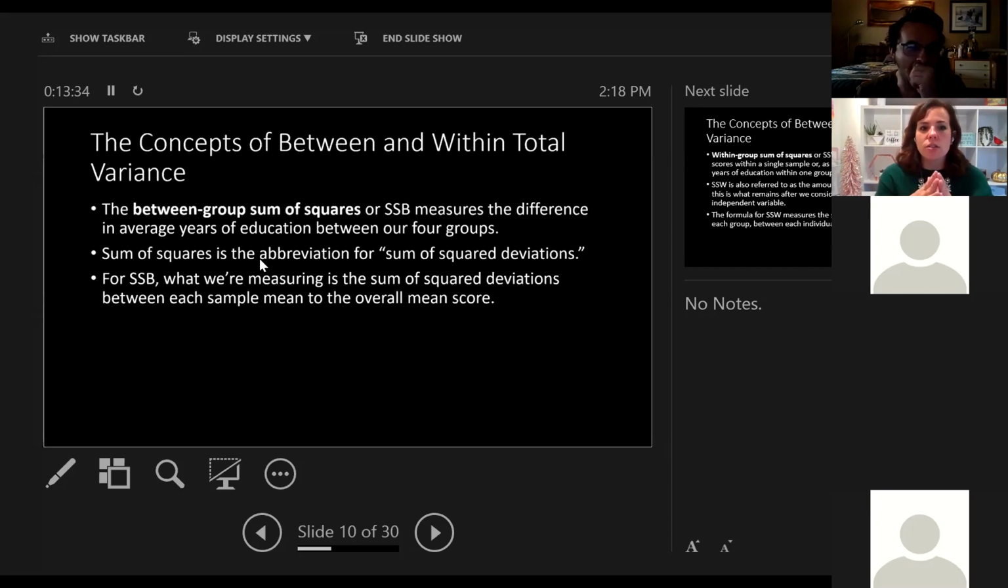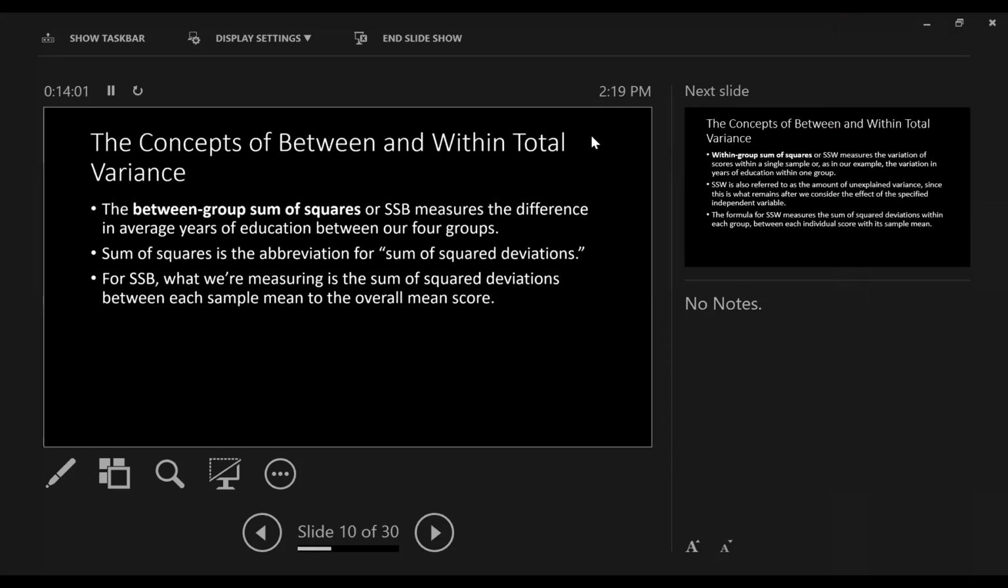The sum of squares is the abbreviation for sum of squared deviation. So again, think of deviation and variance. Those are very similar terms, right? Because in fact, the standard deviation is your variance just square rooted, right? So those are kind of interchangeable. So for SSB, what we're measuring is the sum of square deviation between each sample mean to the overall mean score. So what does that actually look like?